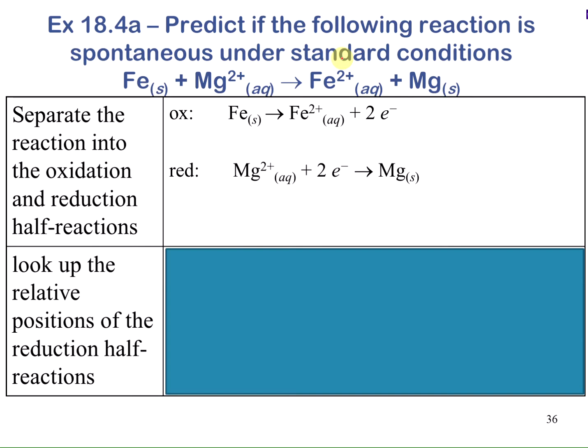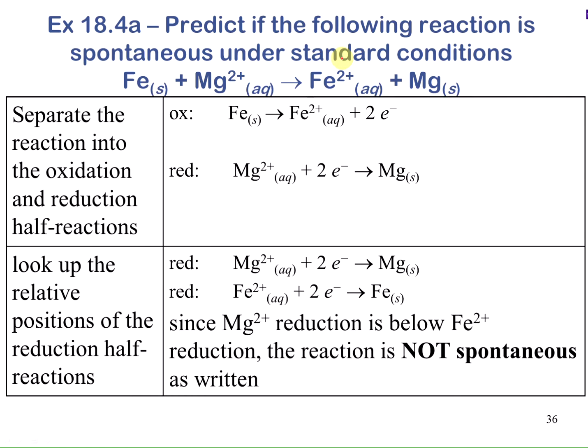So there I've written the oxidation half reaction and the reduction half reaction. I've written both as reduction half reactions here, the magnesium being reduced and the iron being reduced. Because the magnesium reduction is below iron, the reaction is not spontaneous as it's written. Another way we can do this, looking at the chart of reduction potentials: the reduction potential of magnesium is negative 2.37, and that for the iron is minus 0.45 volts.